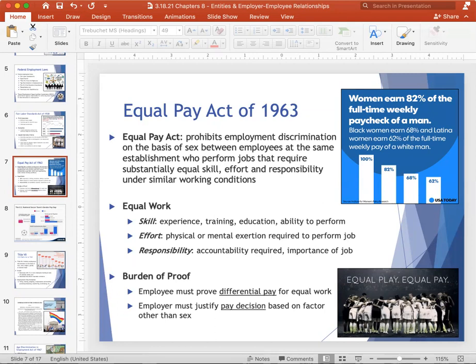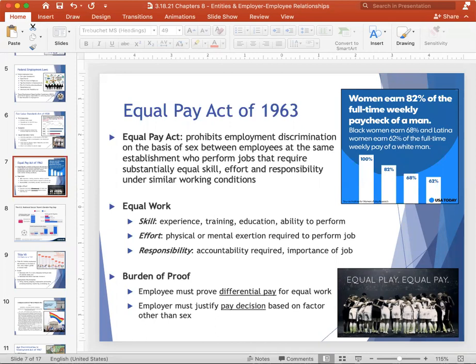It is also enforced by the EEOC, and it prohibits sex-based wage discrimination between men and women in the same establishment, so under the same employer, who perform jobs that require substantially equal skill, effort, and responsibility under similar working conditions. That's essentially what the Equal Pay Act prohibits. So it is focused on employment discrimination, but it's pretty narrowly focused specifically on compensation, so on pay.